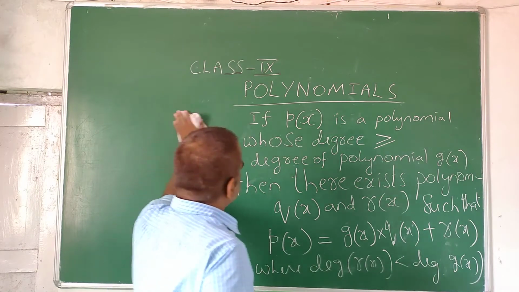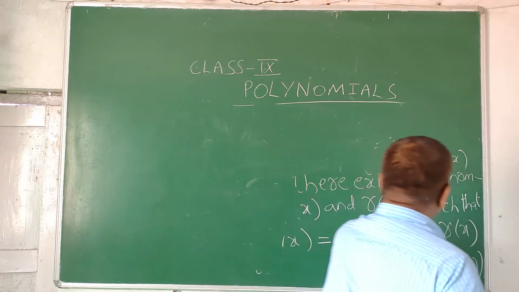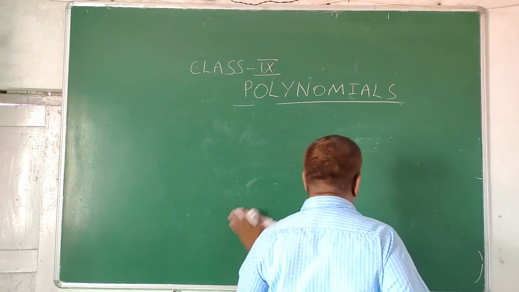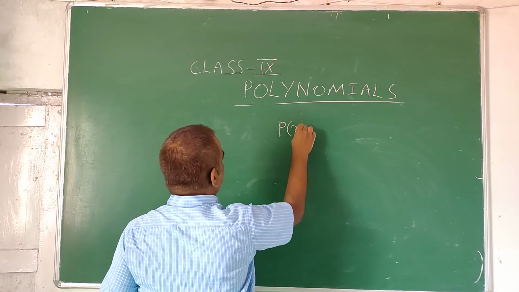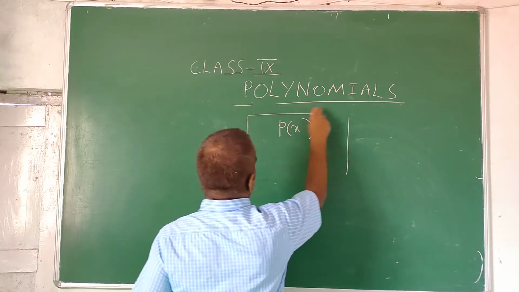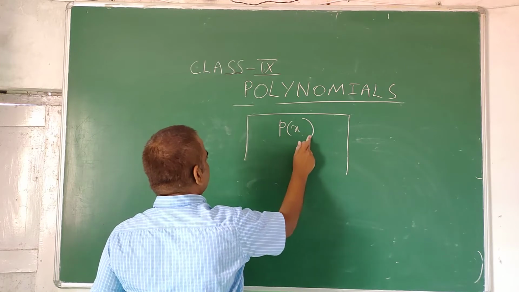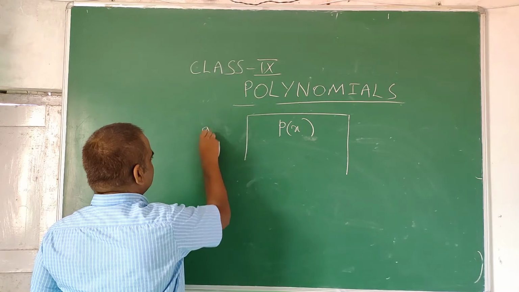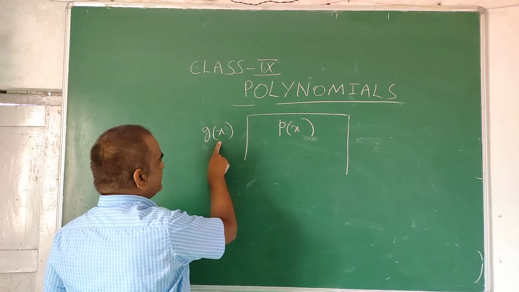So this can be clearly explained as, you see here, here there is a polynomial p of x. The division algorithm of polynomial I am explaining here. Here there is a polynomial p of x. Here it is dividend. And this is the divisor. The another polynomial g of x is the divisor.